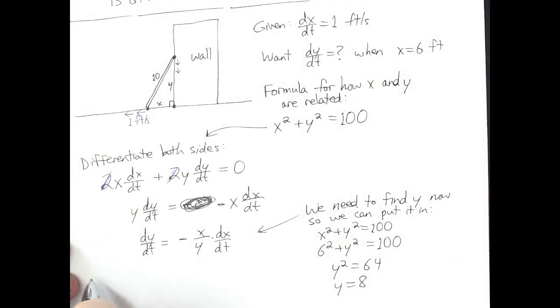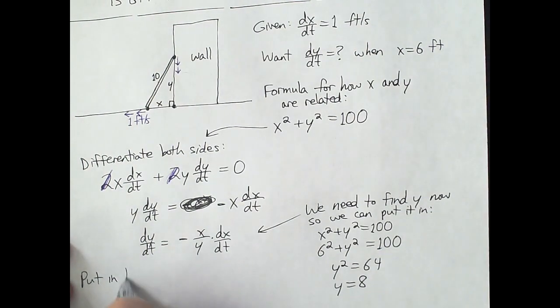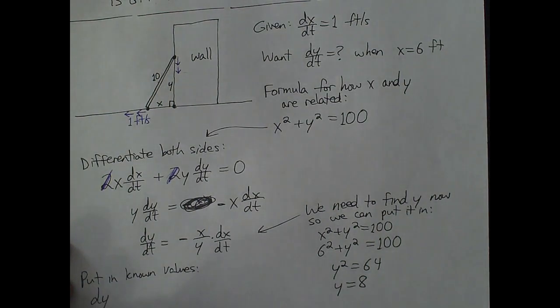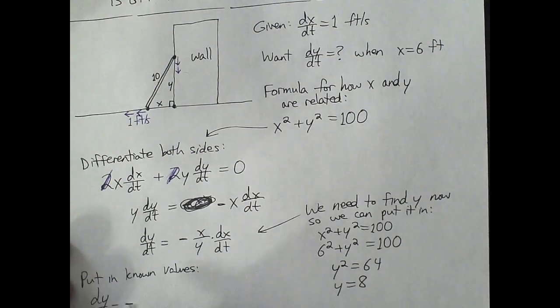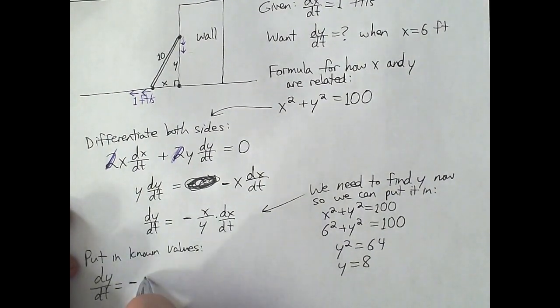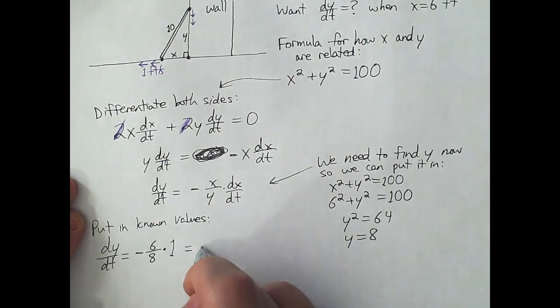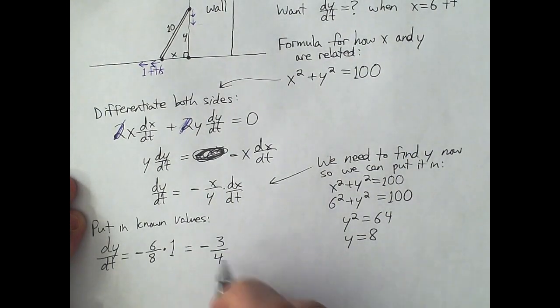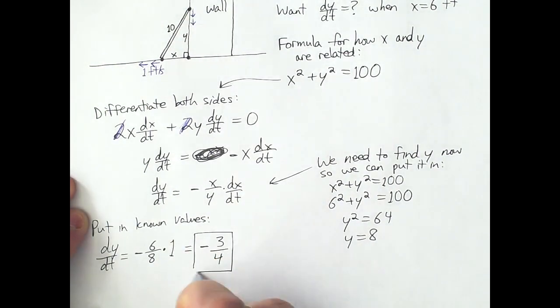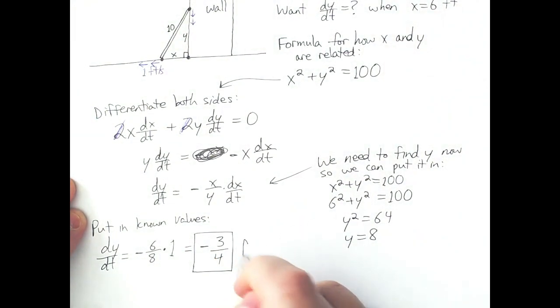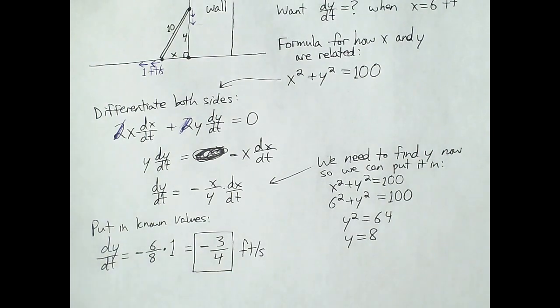So now I'm ready to put in values. Put in known values. I get dy dt equals negative 6 over 8 times, what's dx dt? It was 1. So I wind up with negative 3/4. Put a box around that. And what unit should this be? This should be feet per second because it's a length that's changing over time.